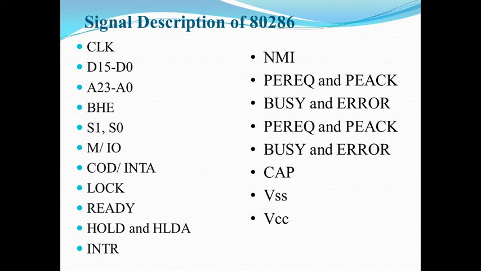So next pin, the new pin, we see here is COD or INTA bar. This is an output signal which, in combination with the M/IO bar signal and S1 and S0, distinguishes which cycle is going on. So whether a memory operation is going on, whether IO or interrupt acknowledgement, that can be differentiated by this pin.